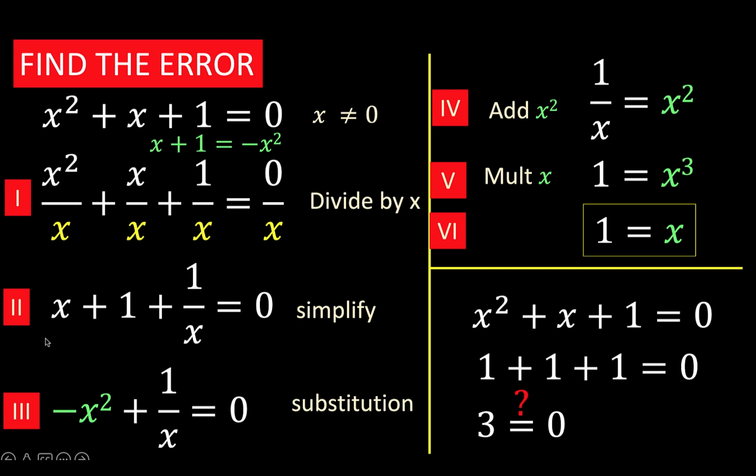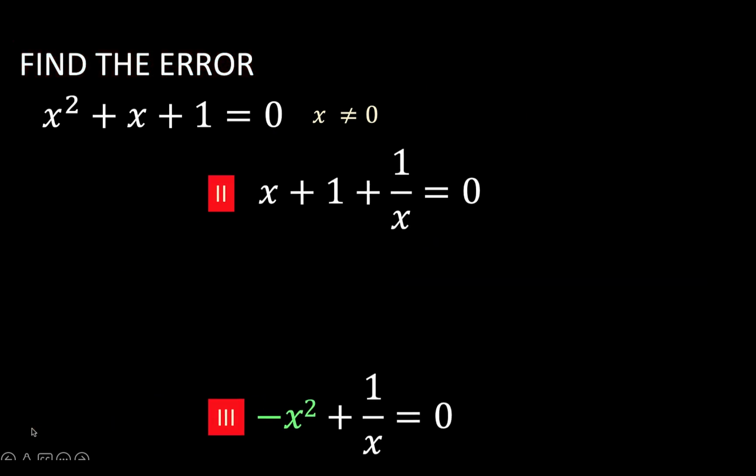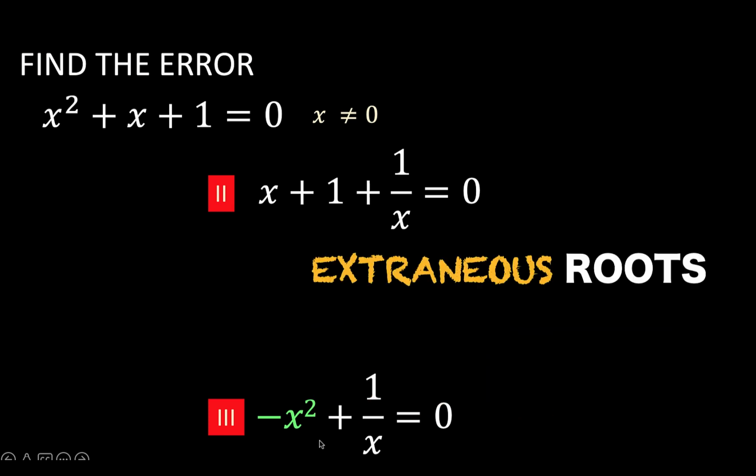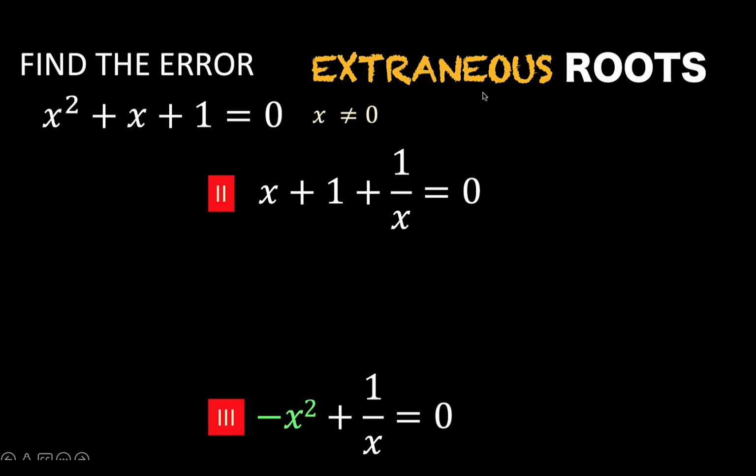The error happens between steps 2 and 3. So let's look at these two steps. From step number 2 to arrive at step number 3, we introduce what we call an extraneous root. An extraneous root seems to be a solution to an equation, but when we substitute that result into the original equation, we arrive at an error. So this is just an extra root.